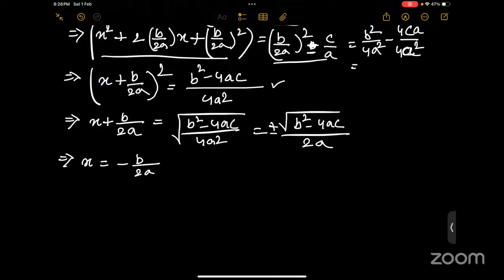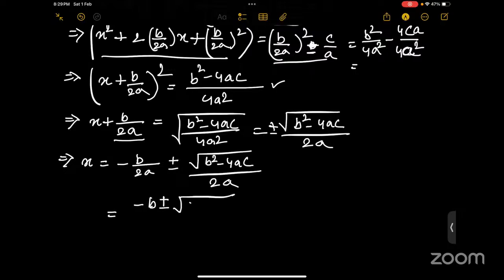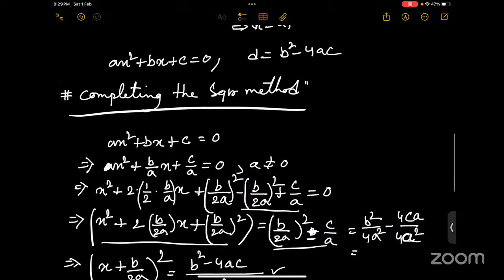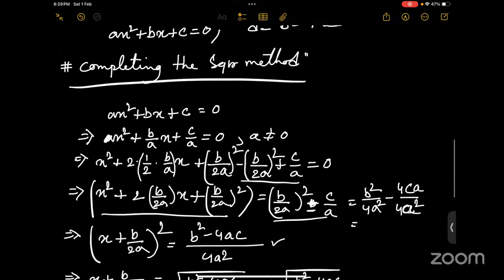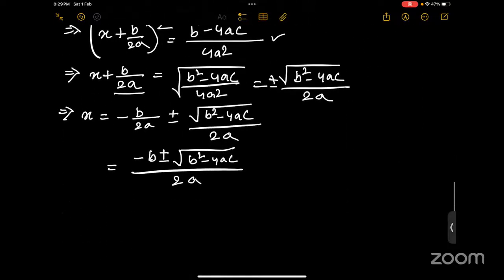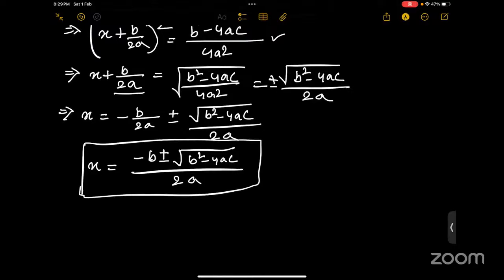Okay, so now we can take this b by 2a to the opposite side, so we will get this, right? If we simplify this, we will get minus b plus minus root over b square minus 4ac by 2a. So if we have a typical quadratic equation, we can always directly find the root of the quadratic equation via this formula. This formula will give us the root of the quadratic equation, okay?